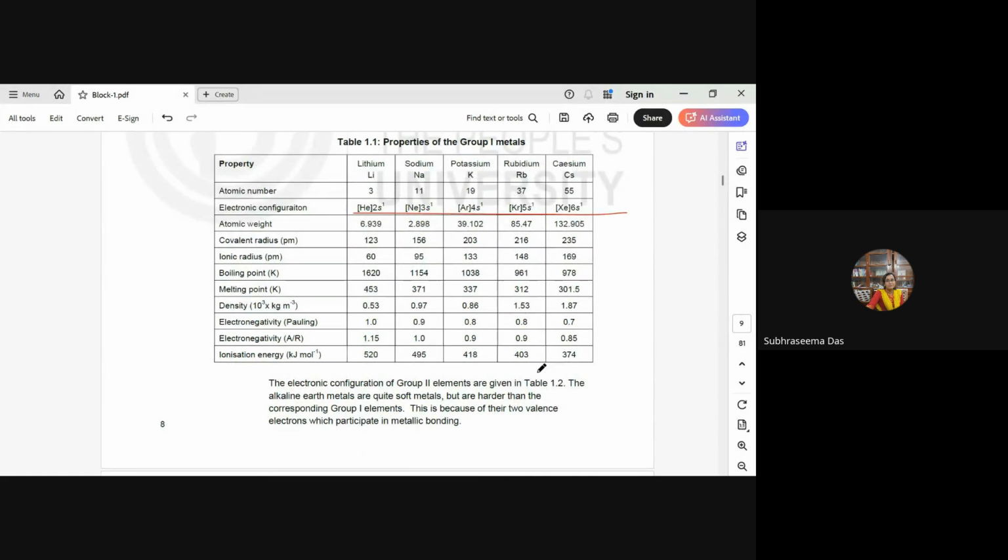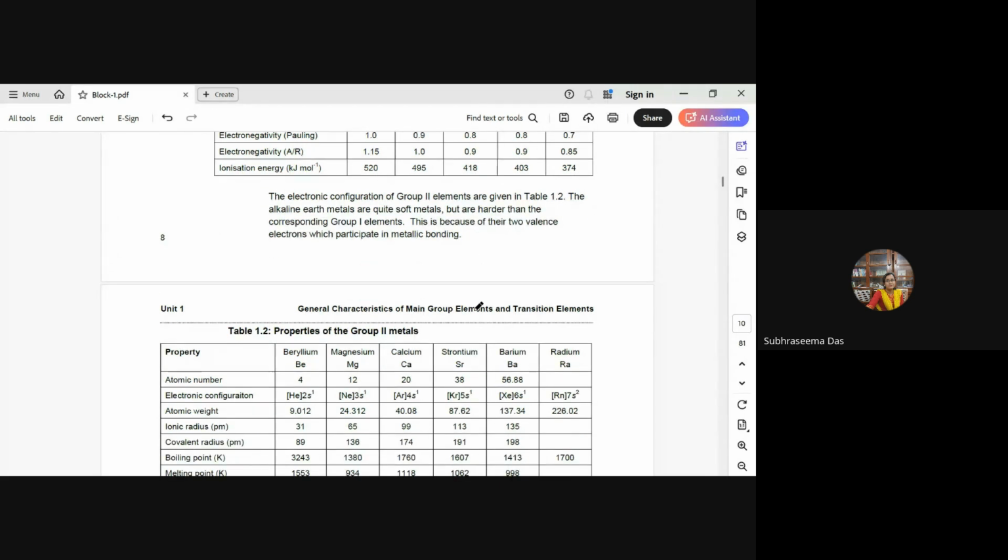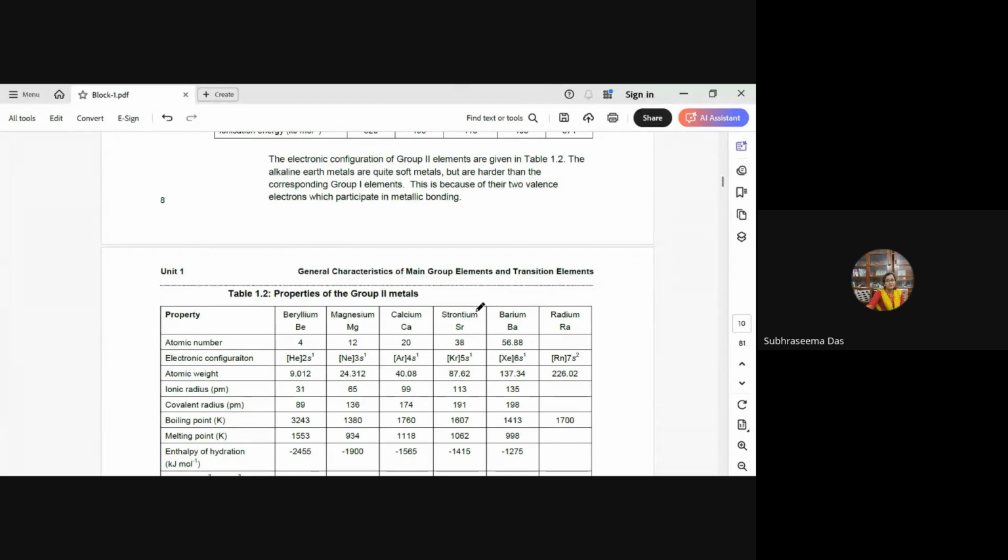Now, in the second table we see some of the electronic configuration and some of the properties of group 2 elements. Group 2 elements are the alkaline earth metals, whereas group 1 elements are called alkali metals. In group 2, the elements mostly consist of beryllium, magnesium, calcium, strontium, barium, and radium. These are called group 2 elements.